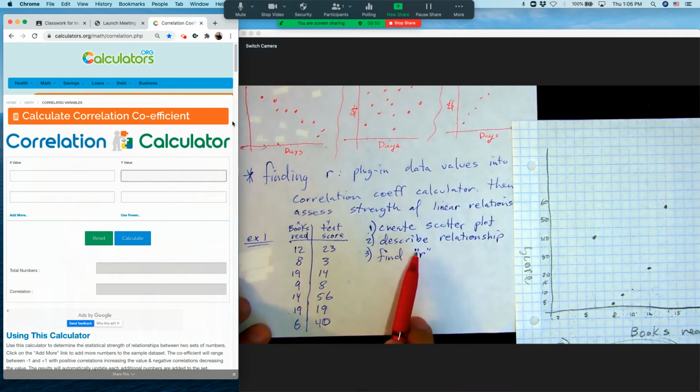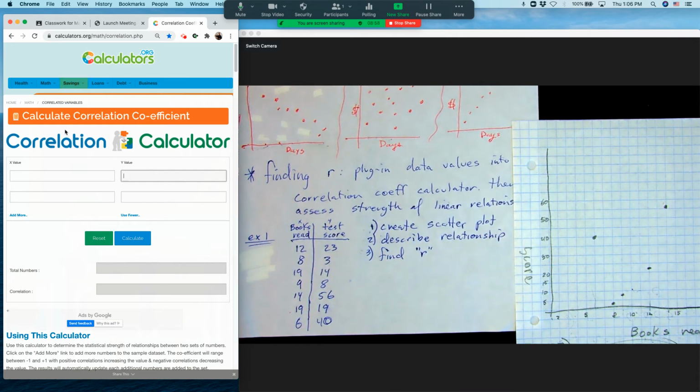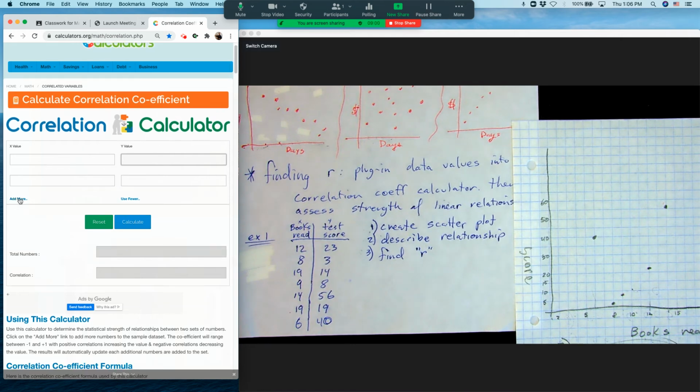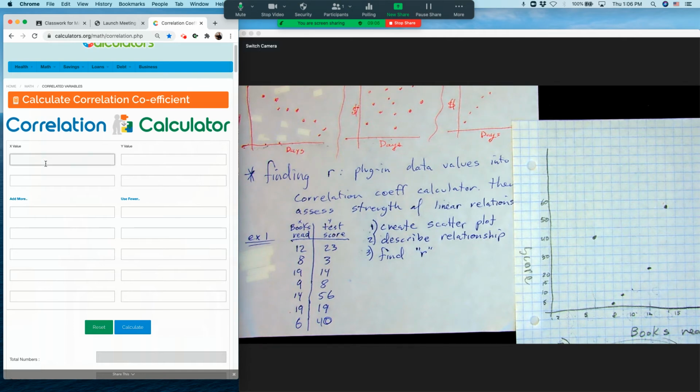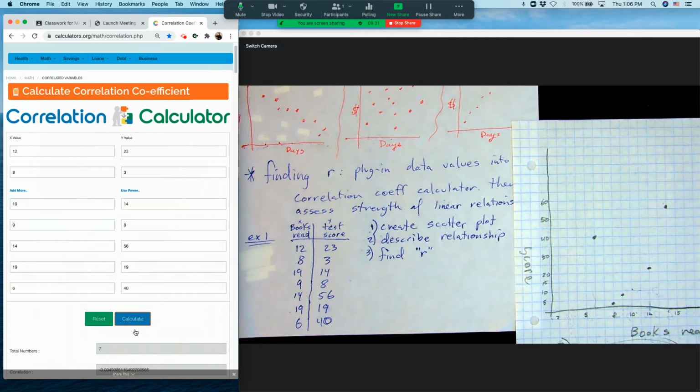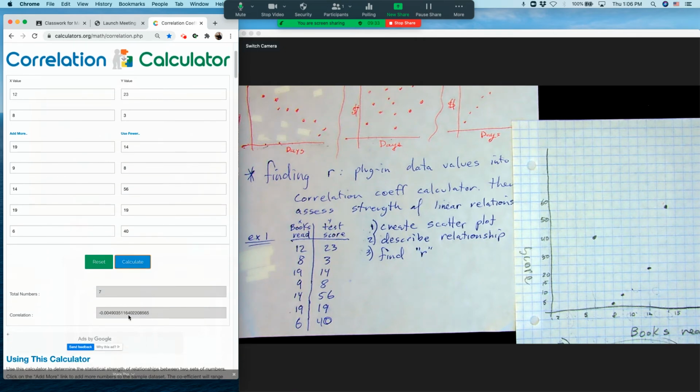Now we've got to find our R value. So we're going to go over to our correlation calculator, and we need to add some more rows. We need to have 7 rows: 4, 5, 6, 7. And I'm just going to input our values. So we have 12, 23. Use the tab key to move between the fields, and this goes pretty quick, actually. 9, 8. We have 14, 56. We have 19, 19. We have 6 and 40. You calculate, and it's going to give you the correlation coefficient right there.